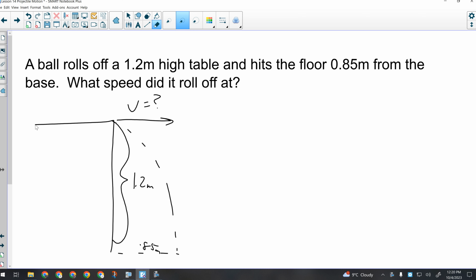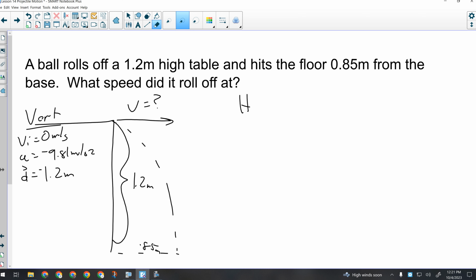Okay, so what we know vertically is that VI is 0 because it rolled off horizontally. Acceleration is negative 9.81 meters per second squared. And the vertical displacement is 1.2 meters, also down. Don't have to have it negative in this one because it doesn't actually change direction.